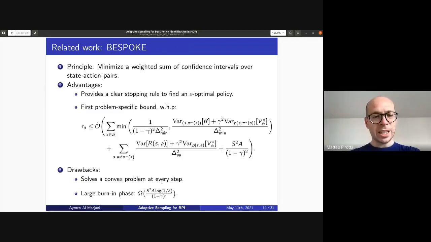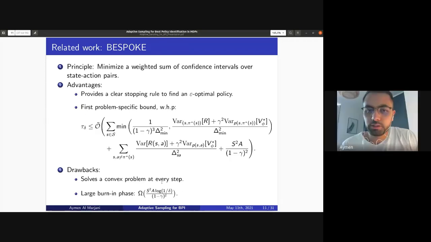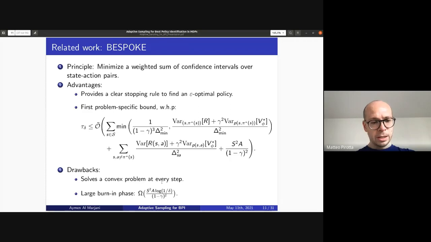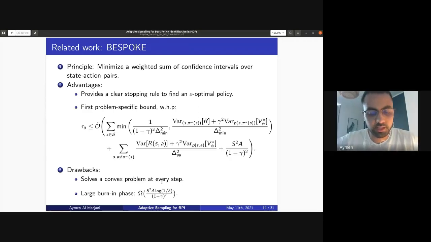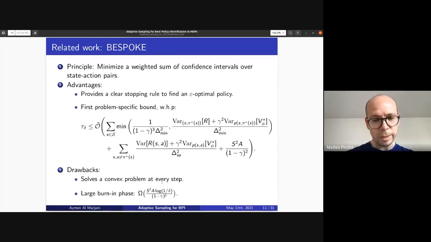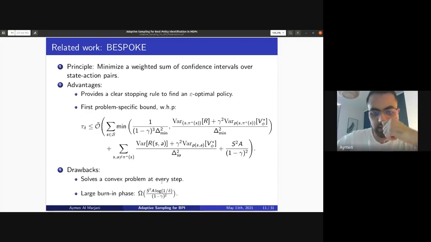So maybe yes? I have a question on this slide, just to have a better understanding overall. So in Bespoke, there isn't the assumption of the unique optimal policy. No, they consider the epsilon optimal policy, and the bound I showed here is when you set epsilon smaller than the minimum gap of the MDP. Okay. So if you set epsilon to be something smaller than the minimum gap, then an epsilon optimal policy becomes the optimal policy. Mm-hmm.